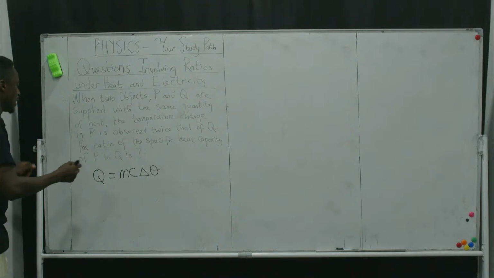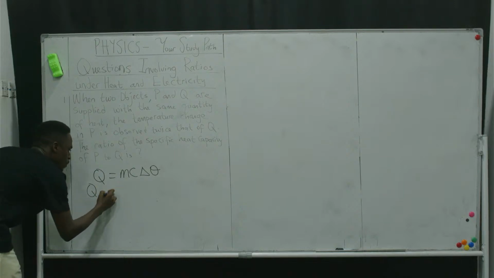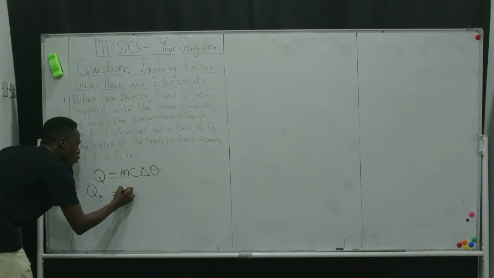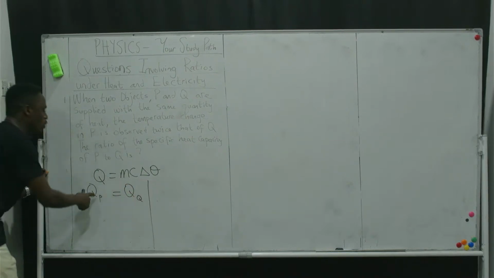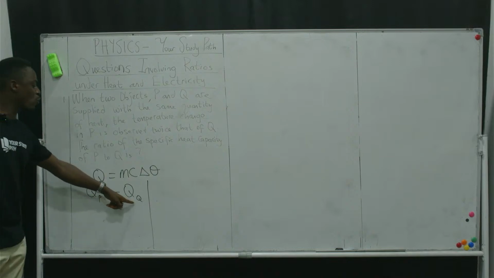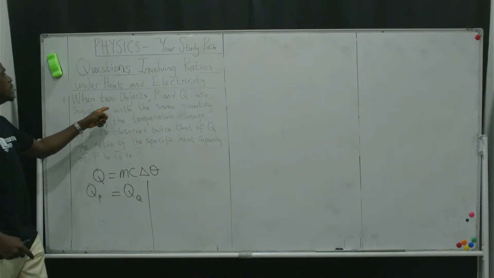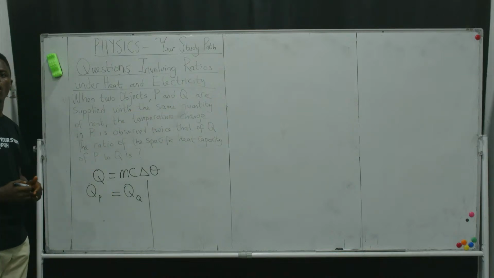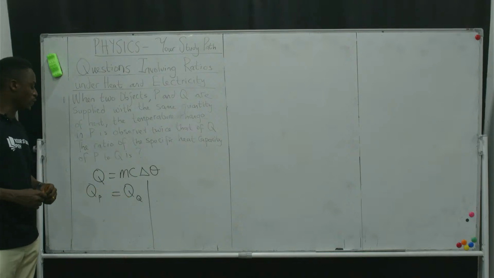So in this case now, the quantity of heat for P, which abides by this formula, should be equal to the quantity of heat for Q. That's why we are told that they are supplied with the same quantity of heat. QP is equal to QQ. The quantity of heat in P is equal to the quantity of heat in Q.